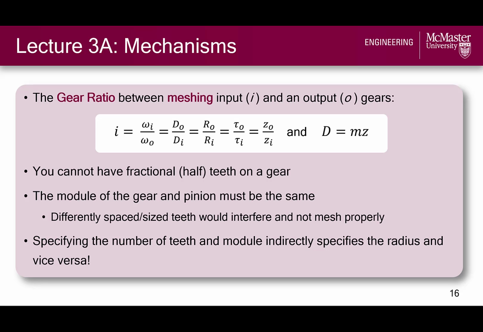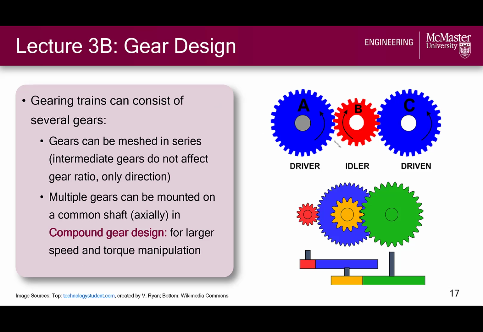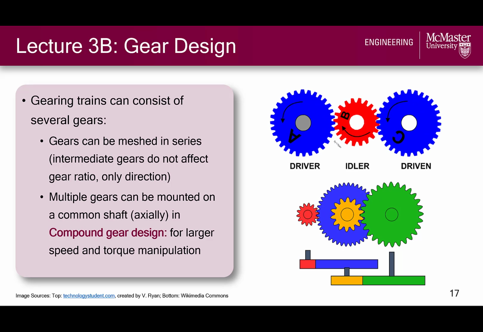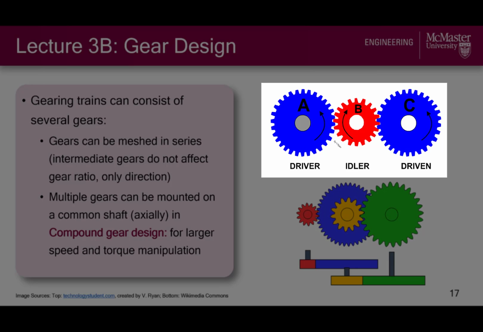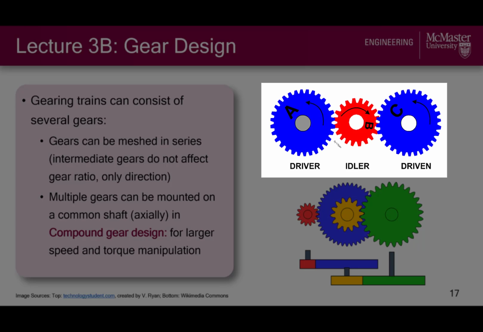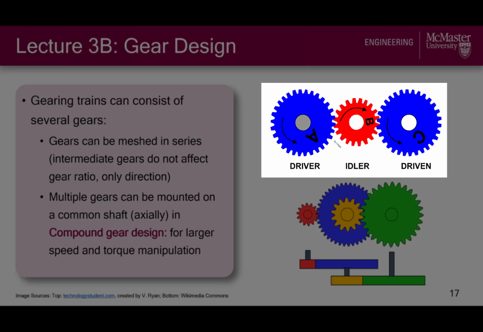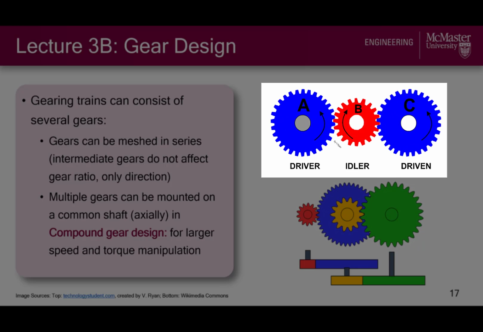And out of the 3 main design variables of gear diameter, module, and number of teeth, we can only specify 2, and the third is automatically set via the equation D equals M times Z. We looked at gear train mechanisms made up of multiple gears meshed in series, as seen in the top diagram, where the intermediate idler gears don't have any impact on the overall gear ratio between the input and output gear, but they do serve to change the direction and transfer motion across a greater distance.